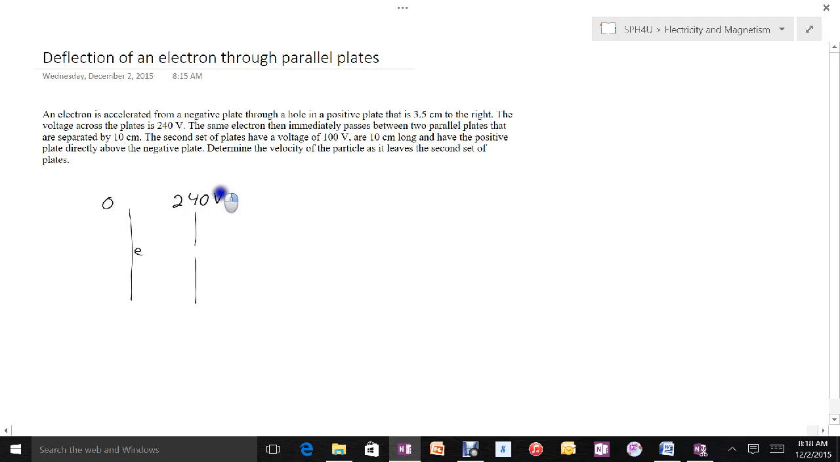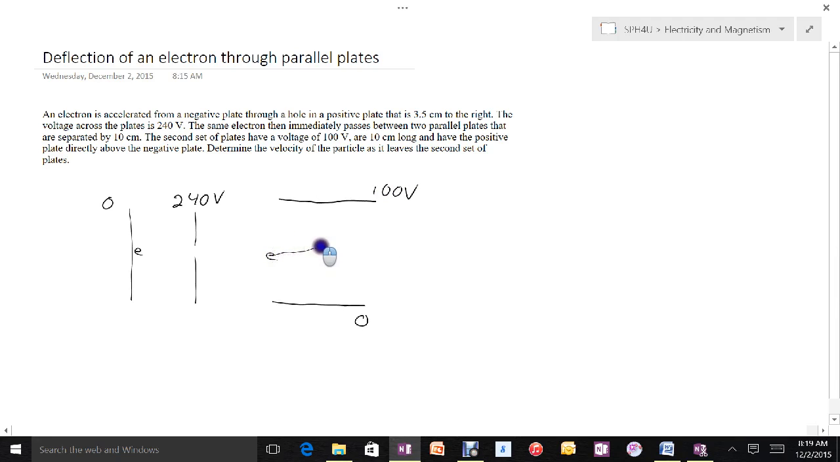And the same electron then immediately passes between two parallel plates that are separated by 10 centimeters. So it says it's passing through them, so they must be like this. Okay, so he's going to come here. And the second set of plates have a voltage of 100, and the positive plate is directly above the negative plate. So this is 0, and this is 100 volts. Determine the velocity of the particle as it leaves the second set of plates.